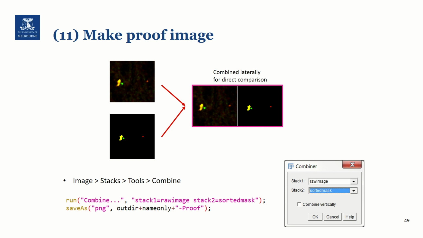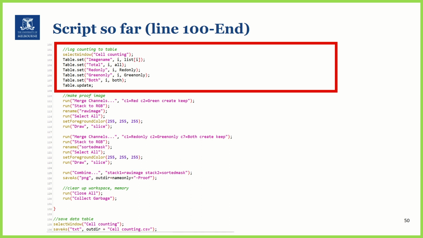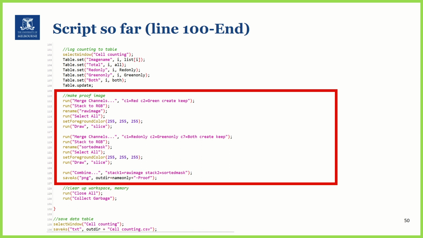Once we have this combined image, we can save this as PNG format with the file path as outdir plus name only plus dash proof string. So this is the last part of our code where we have logged data onto our table, then made a proof image.